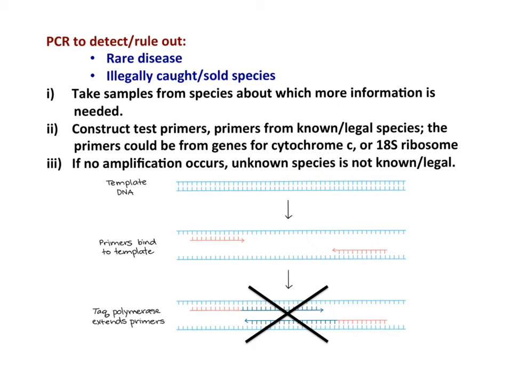Here is another use of the PCR. Take some notes here. The PCR could be used to detect or rule out a rare disease or illegally caught or sold species. So for example, take samples from a species about which more information is needed, the unknown. This could be a disease or sample of a fish from the market. Construct test primers, primers from known or legal species. The primers could be from genes for cytochrome C or 18S ribosome. Run PCR, and if no amplification occurs, the unknown species is not known or not legal.